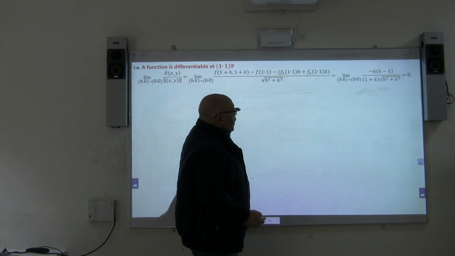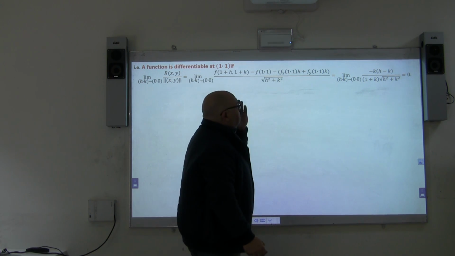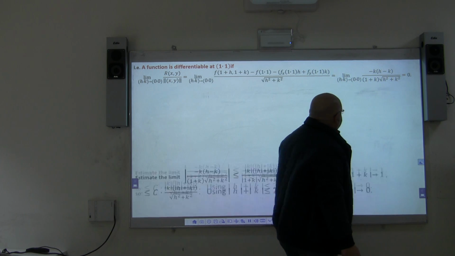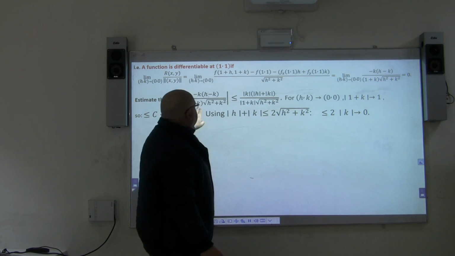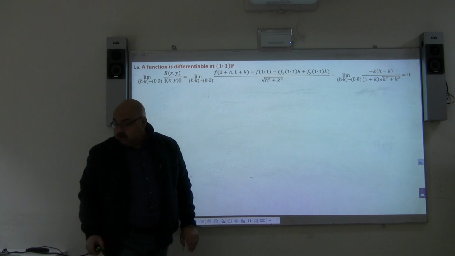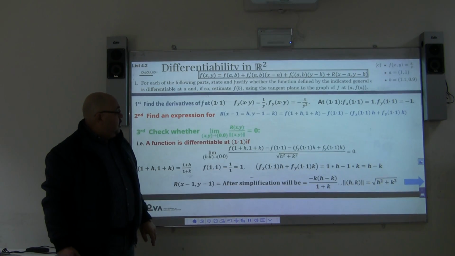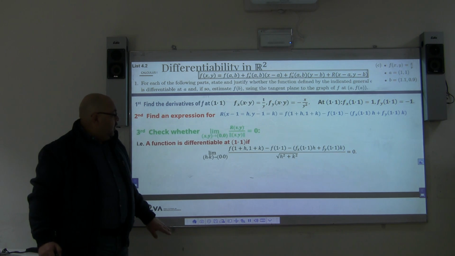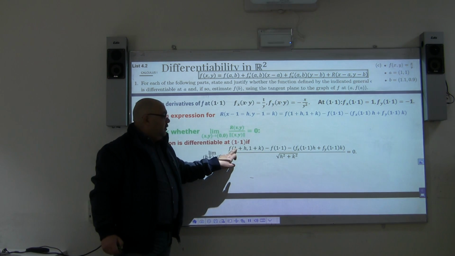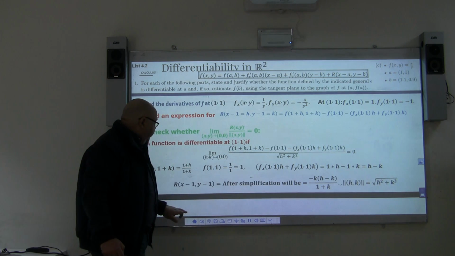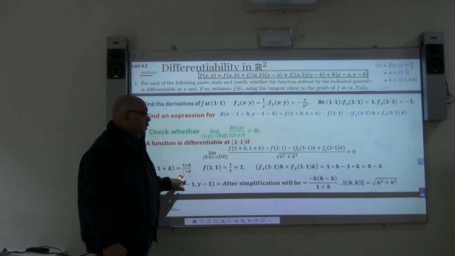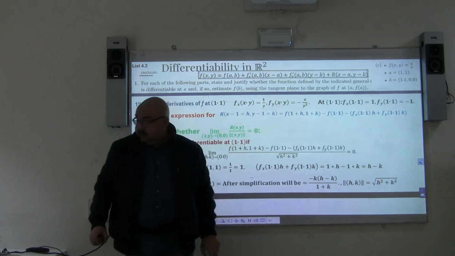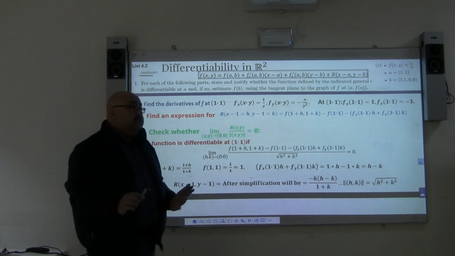Okay? Once more, I will start to prove that this limit exists and is equal to 0. This is very, very simple. I can use the general definition of Cauchy that we went through. Before I go further, do you know how we get R to be after simplification in this form? It's very, very simple. All I have to do is to make substitutions.